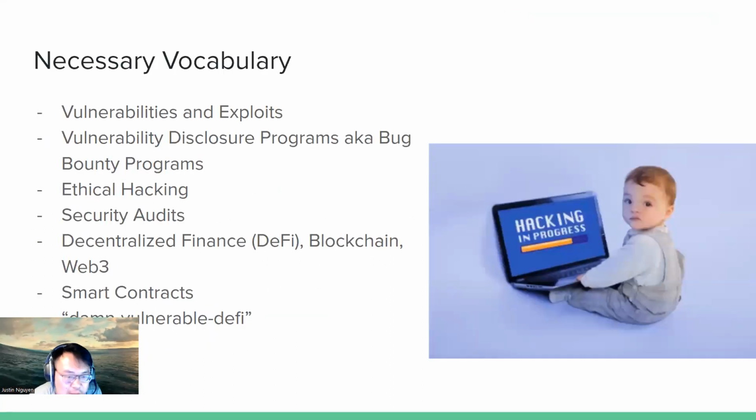So, for starters, let's talk about the necessary vocabulary of this project. What's a vulnerability and an exploit? Vulnerabilities are weaknesses in software or systems that can be exploited to compromise security. Exploits are techniques to take advantage of these vulnerabilities. Understanding vulnerabilities and exploits is crucial for securing software.